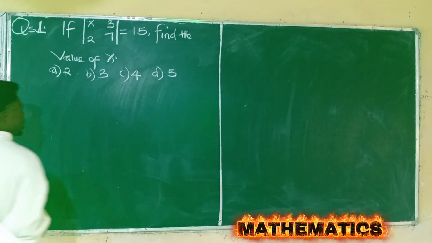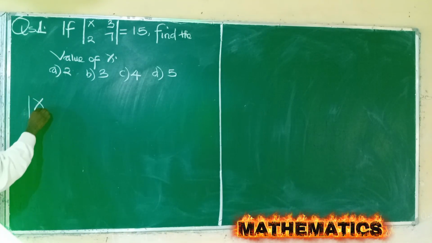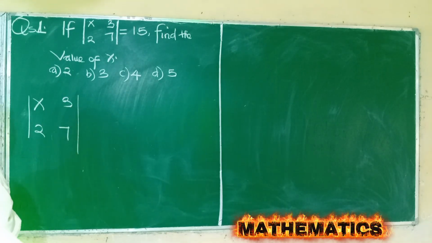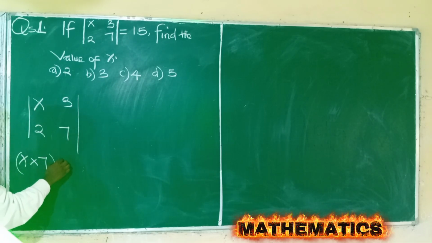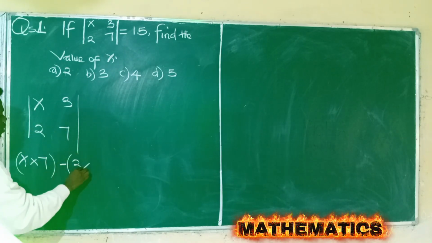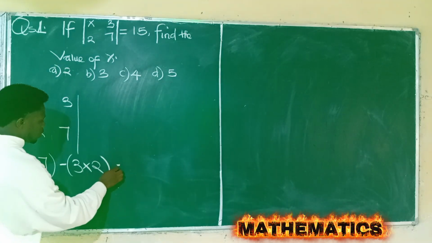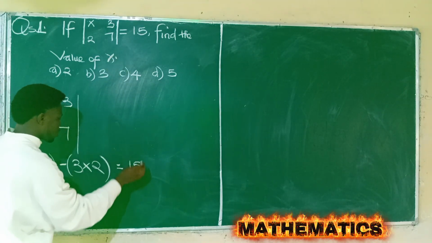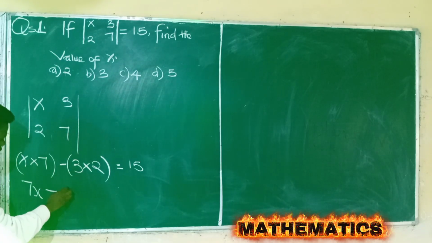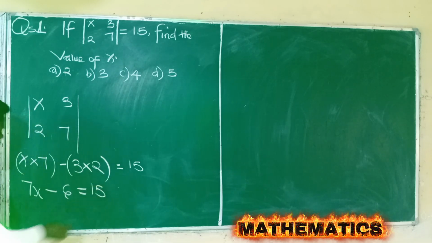So to do this, it becomes x 2 and 3 7. To obtain the determinant of this matrix, we cross and multiply. So we have x times 7 minus 3 times 2, which equals 15. Therefore, x times 7 gives 7x, minus 3 times 2 gives 6, which equals 15.